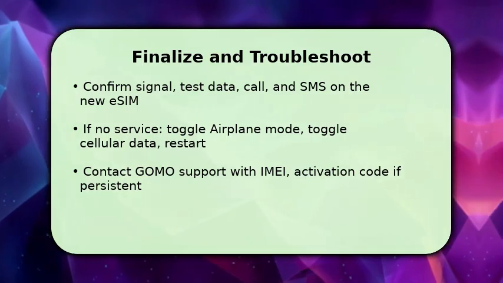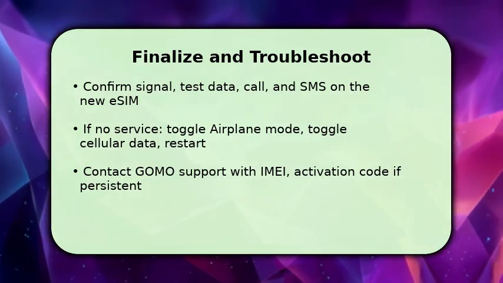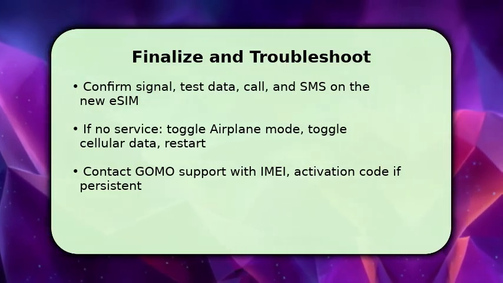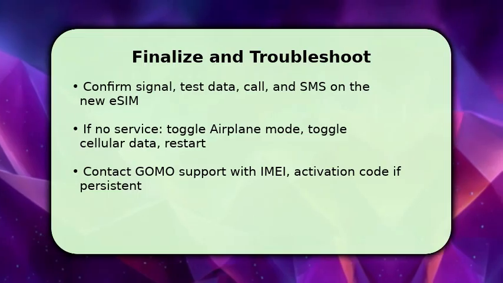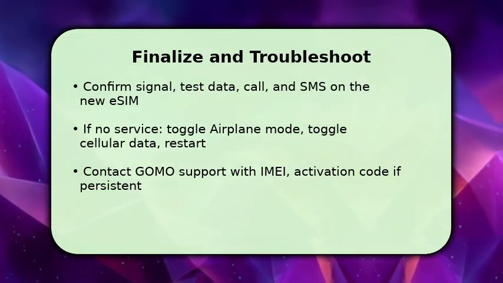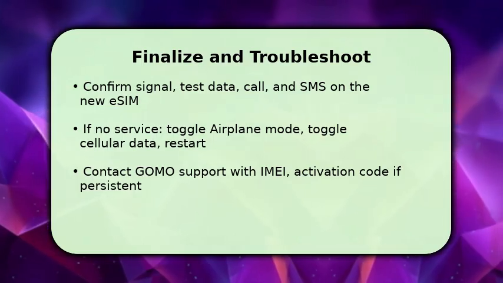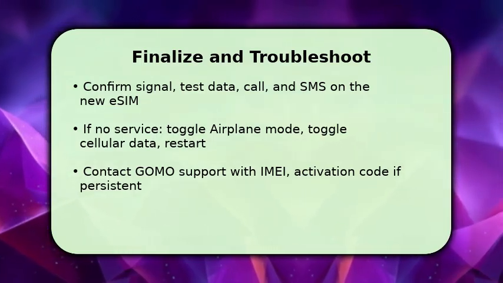If it doesn't work immediately, toggle airplane mode for 10 seconds, disable and re-enable the eSIM profile, then restart the phone. These steps force a fresh network registration. If problems persist, note your IMEI and activation code and contact Gomo support.